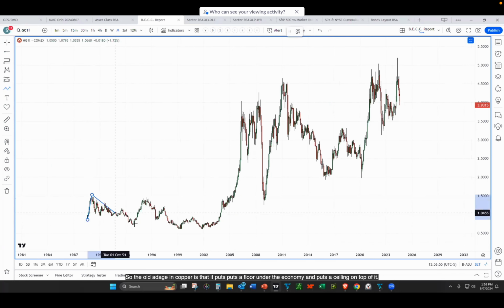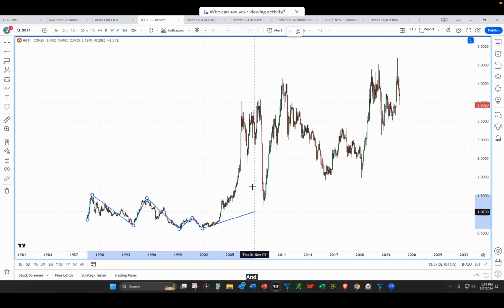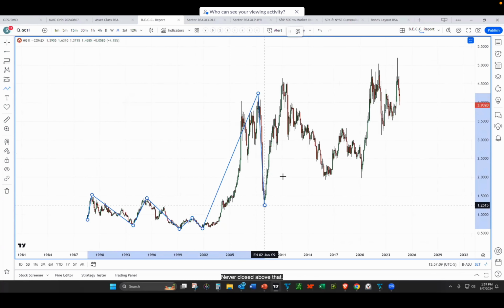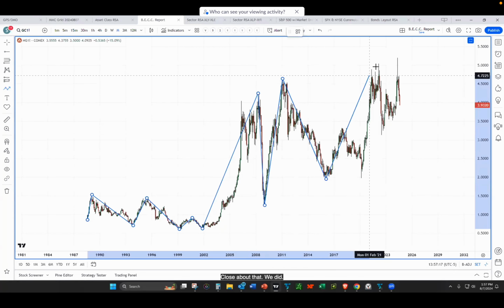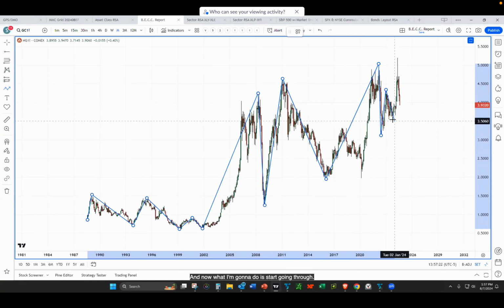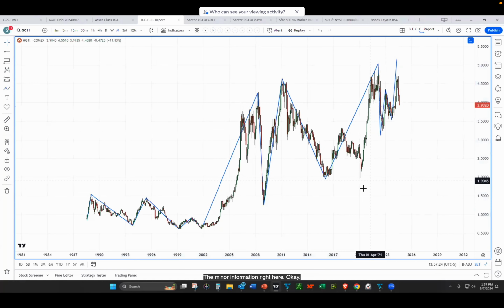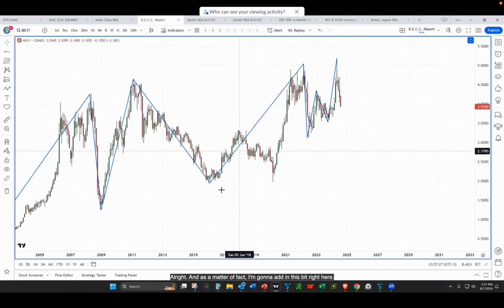So I'm going to take you guys again through the bigger picture here before we start focusing on all of that. So the old adage in copper is that it puts a floor under the economy and puts a ceiling on top of it, right? And let's take a look at this here. Never closed above that. So I'm focusing on the major market structure here. Close above that, we did. And now what I'm going to do is start going through the minor information right here, okay? And as a matter of fact, I'm going to add in this bit right here.